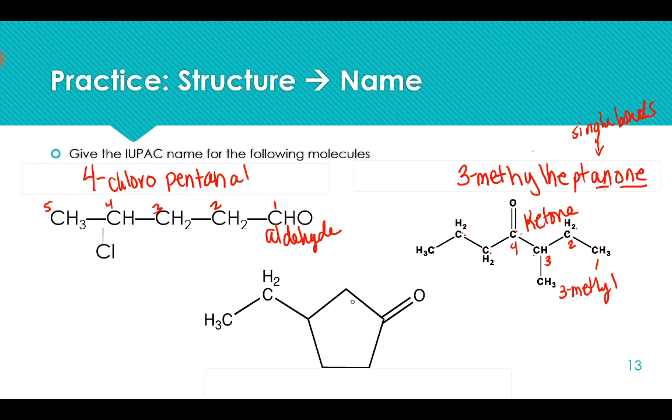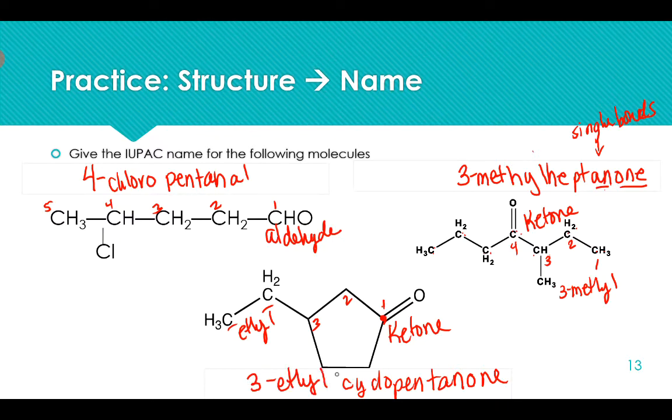Okay, so this is a 5-membered ring. So that's going to be cyclopentane. This carbon here represents a ketone. And so I'm going to erase the E and change that to one. That's carbon number 1, 2, 3. So I have an ethyl group off of the 3rd carbon. So 3-ethyl cyclopentanone. That's all one word, but I didn't budget space well.